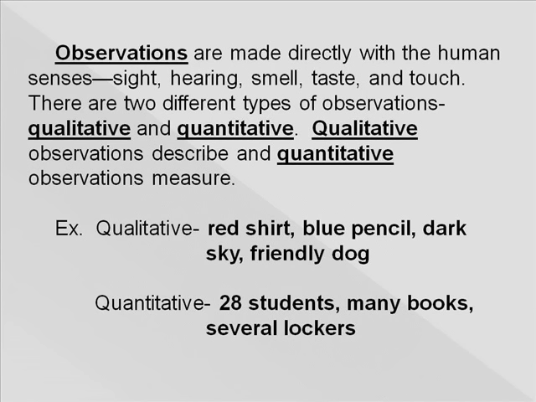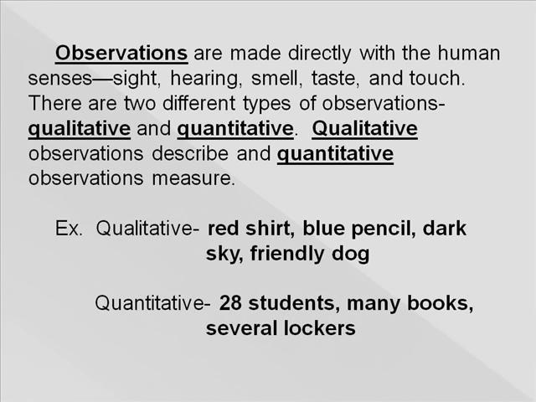If we look at the base words, especially with quantitative, that's the easier one, our base word in that is quantity, and that's an amount. So when we talk about observations that are quantitative, they're going to be observations that measure. Our qualitative observations, we're talking about the quality of something. These are going to be observations that describe.